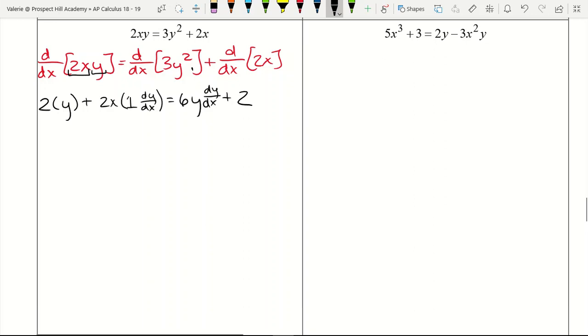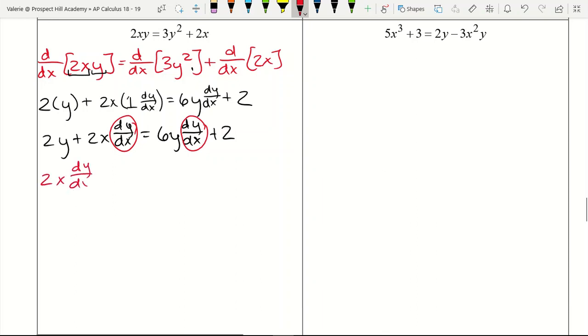So if we simplify this, we get 2y plus 2x dy/dx equals 6y dy/dx plus 2. So to get the dy/dx's alone on the same side, we're going to have to move some things around. So we're going to have to subtract the 2y from the left side and subtract the 6y dy/dx from the right side. So we'll have 2x dy/dx minus 6y dy/dx equals 2 minus 2y.